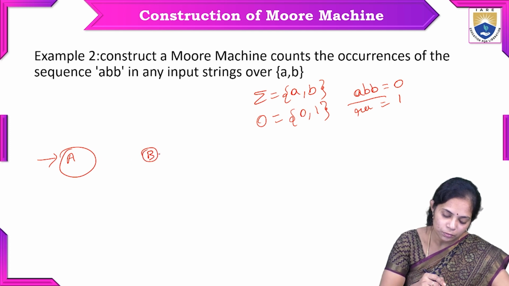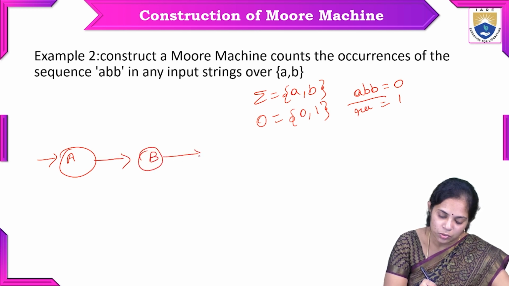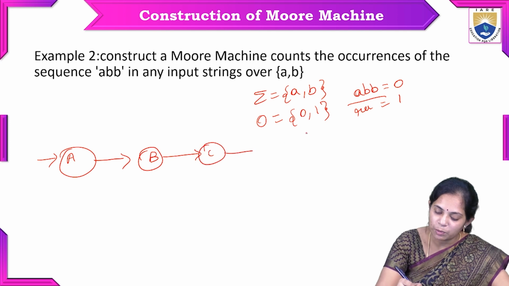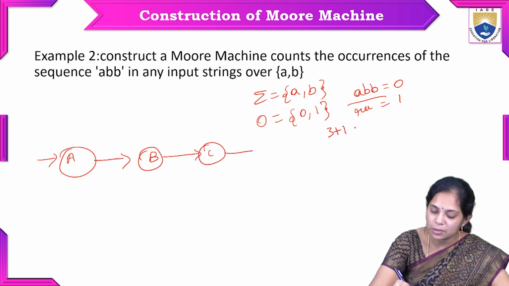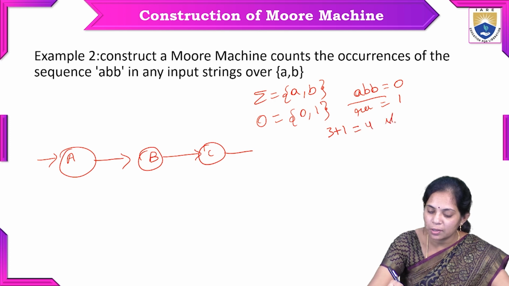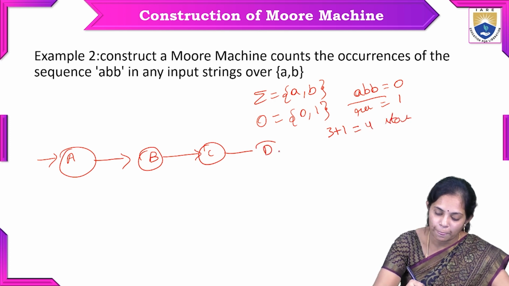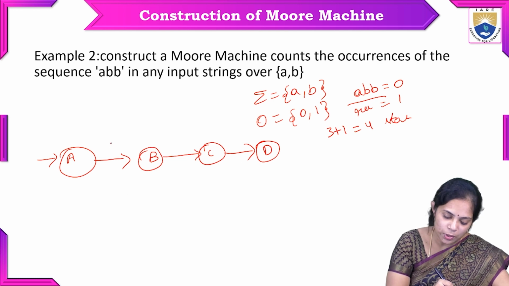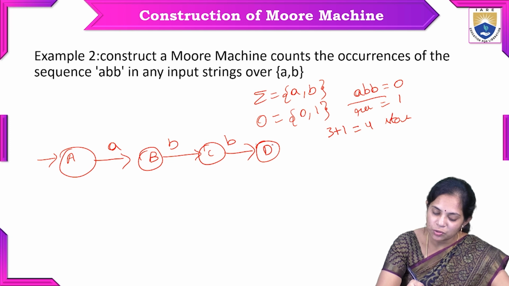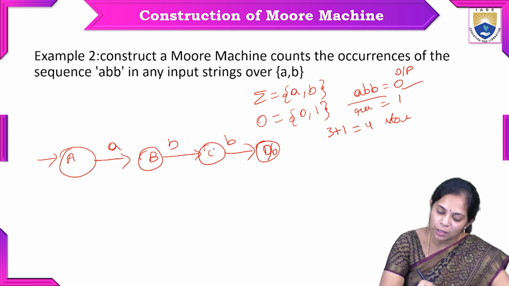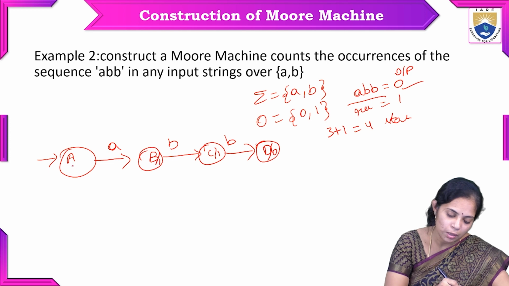Let's start with the input symbol A, the state A, and B and C. Here the minimum length is 3, so plus one, 4 states are required. So D. Here the sequence is A, B, B. Whenever it reaches the final state D, it has to print 0. So this is the output here. It has to print 0, and all the remaining are 1, 1, 1.